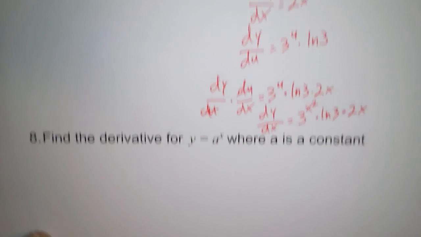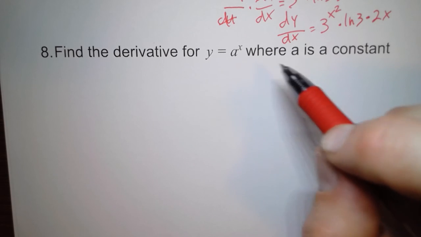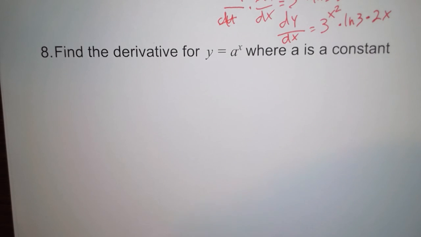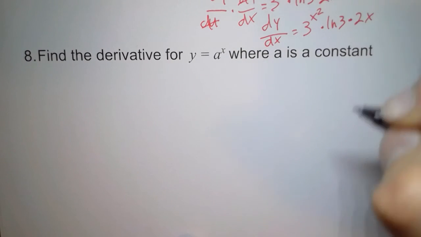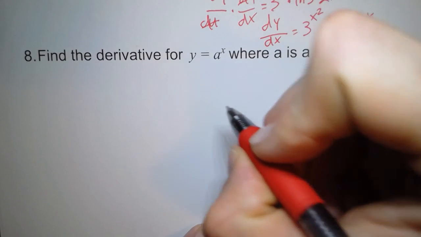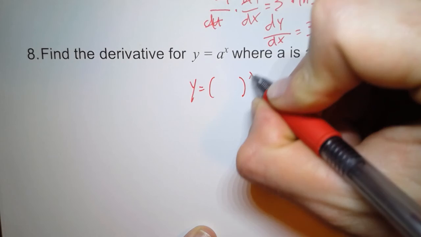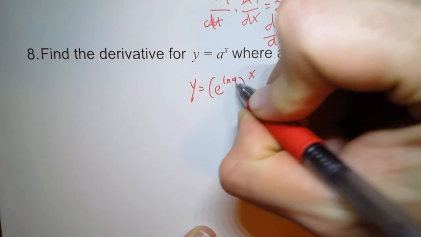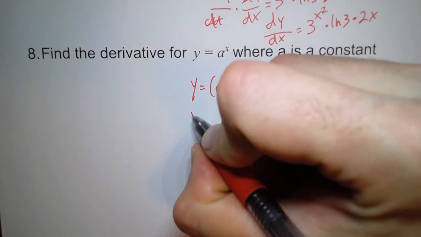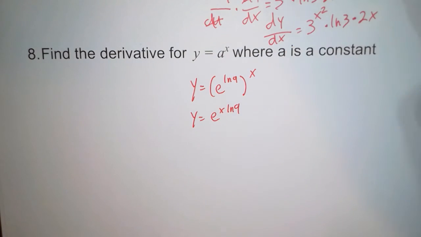So now, if we look at the last one, we want to find the derivative of a to the x where a is a constant. So basically, I'm just going to follow the same steps that we did in number 5 right here, except we're using a instead of 4. So we're going to rewrite a in terms of e. So that's e raised to the ln of a. Now since we have two exponents, we put them together, x ln of a.